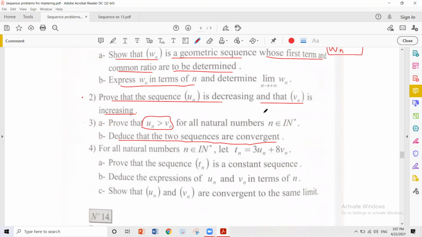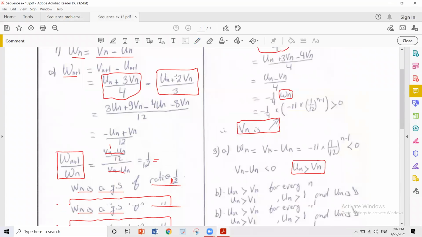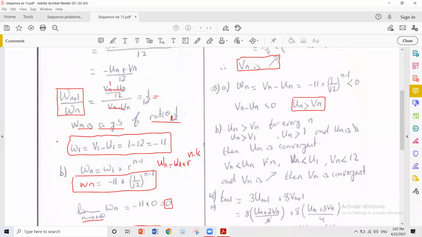So here, since we proved that un is less than vn, since we proved that here... When does it become divergent? Divergent whenever the limit tends to infinity.